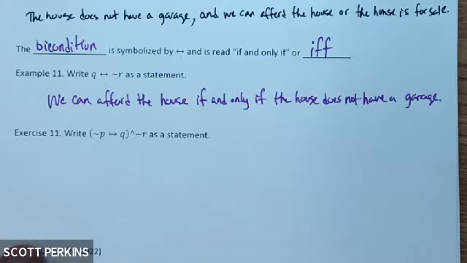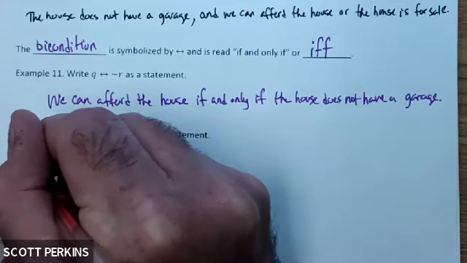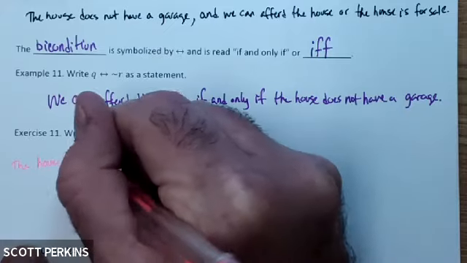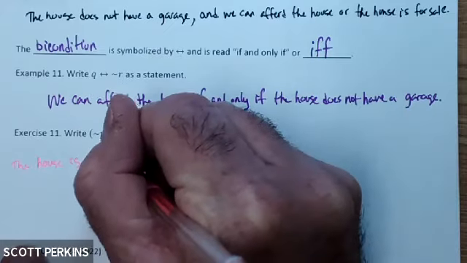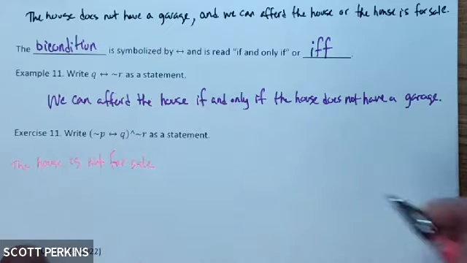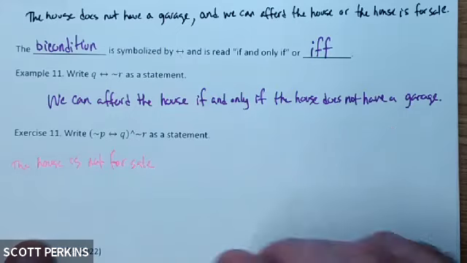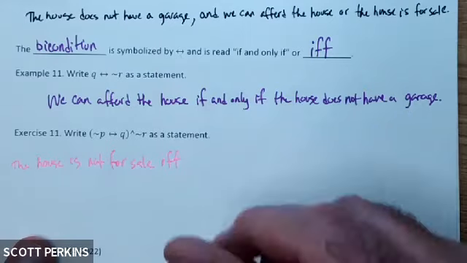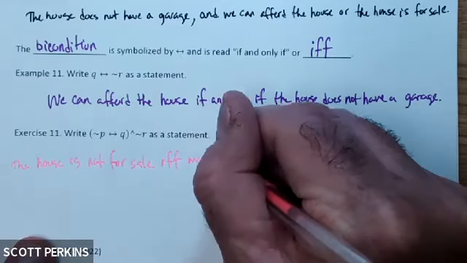I'm going to get started. Check your words with my words. If we differ at all, let me know. So I start off with a squiggly P. So the house is not for sale. Just to save a little room, I'm going to use the IFF, if and only if. Q, which is we can afford the house.